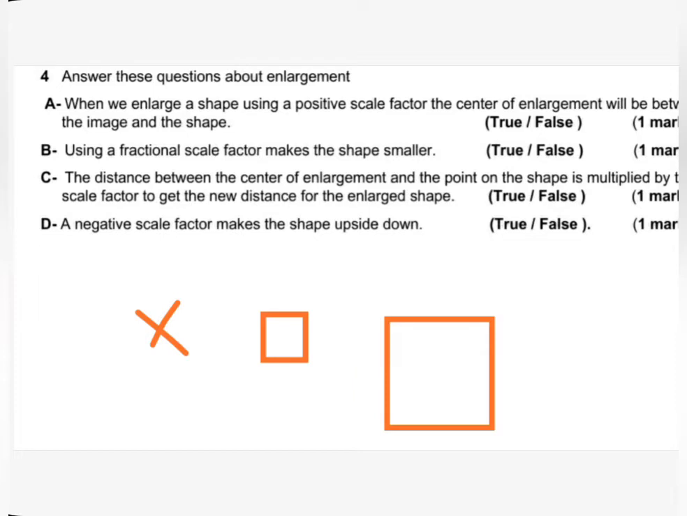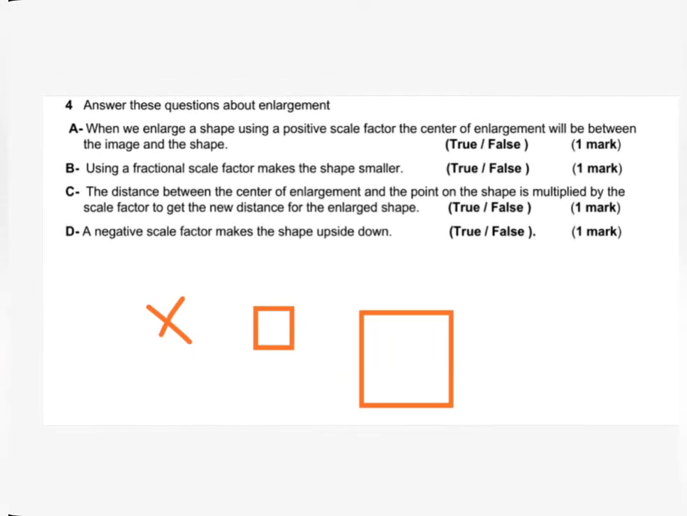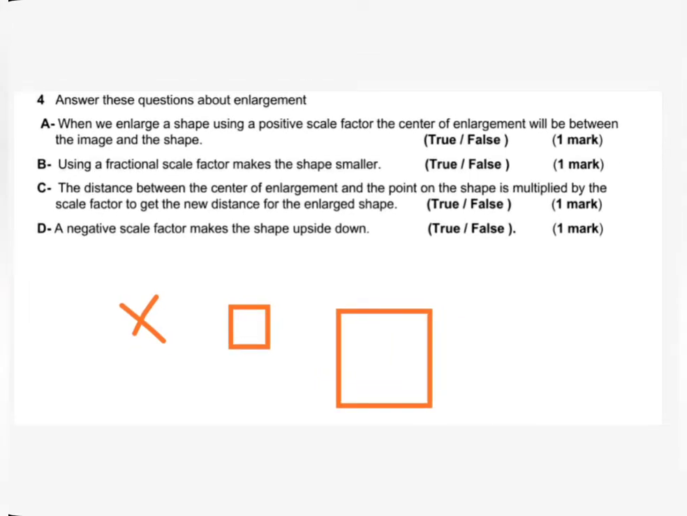Now, the question here says, when you enlarge with a positive scale factor, the center of enlargement will be between the image and the shape. Now, is this between them? The center of enlargement, is it between them? Very good, it's not. When do you find the center of enlargement between the two shapes? Very good, with a negative scale factor. But with a positive scale factor, the shape and the image are on the same side. So this one is false.